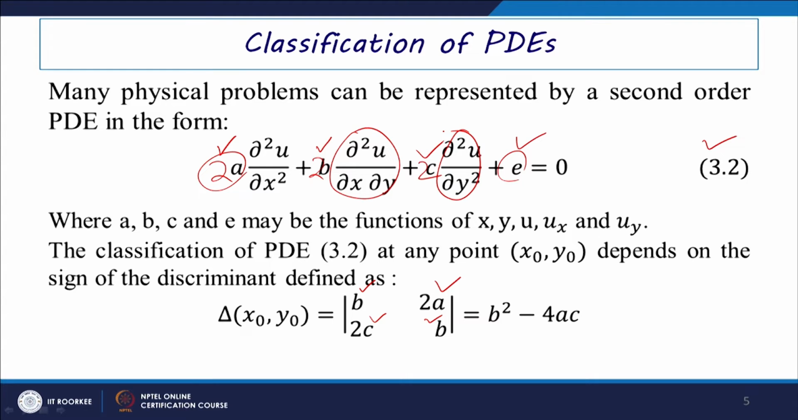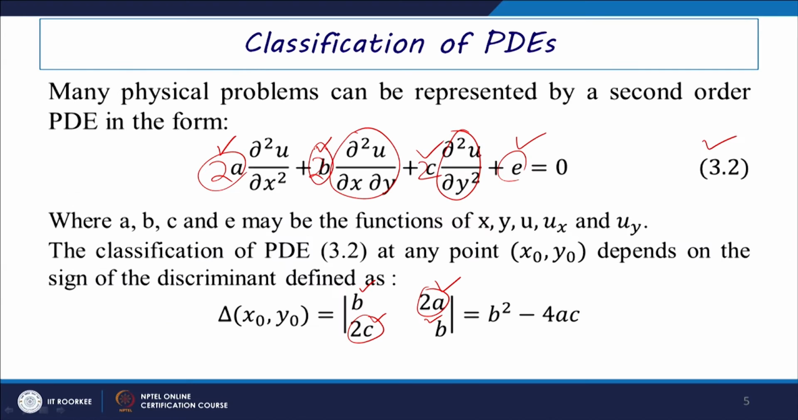So the coefficient for del square u by del x square is written as 2a here, and for del square u by del y square it is written as 2c here. But since in the beginning of these equations the coefficient is written as 2b, there also b is taken as the coefficient. That is why we can write this determinant as b, 2a, 2c and b, and its determinant can be expressed in the form of b square minus 4ac here.